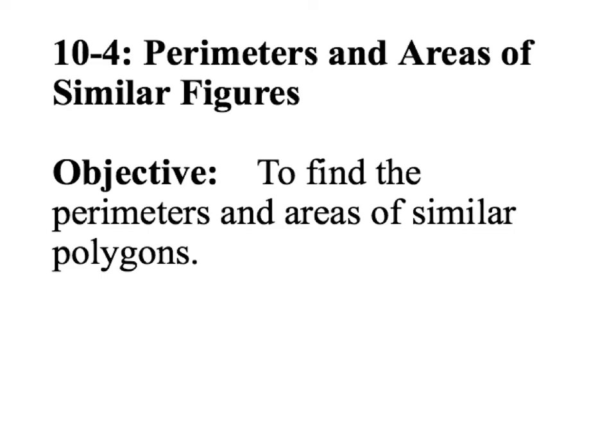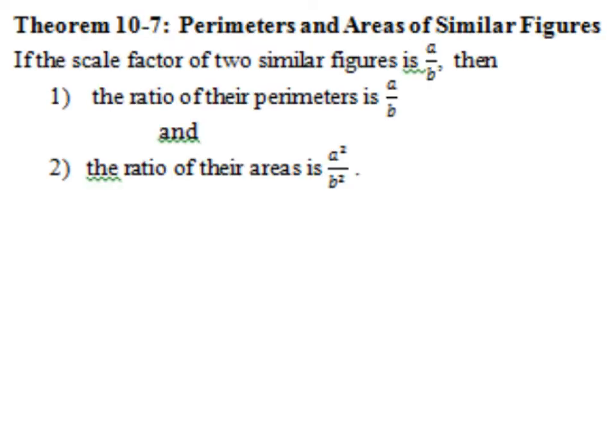Perimeter and areas of similar figures. To find perimeters and areas of similar polygons. First, whenever we have similar figures, we always have a ratio between the two.